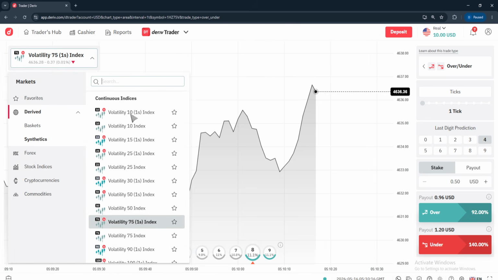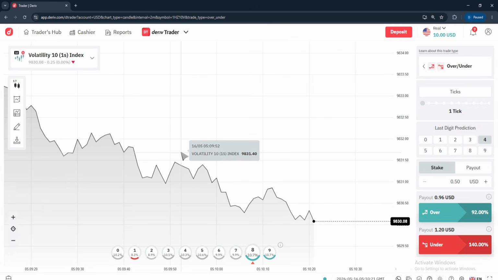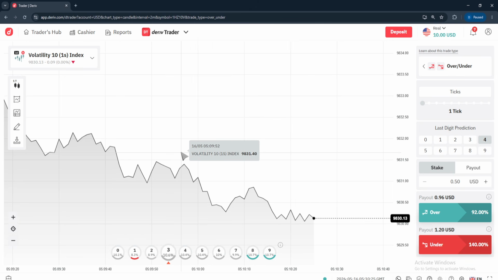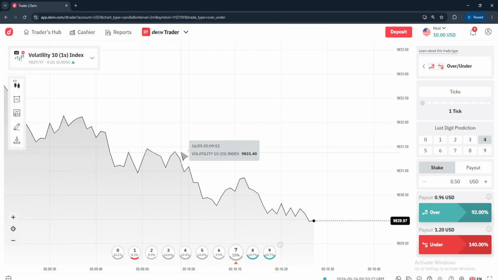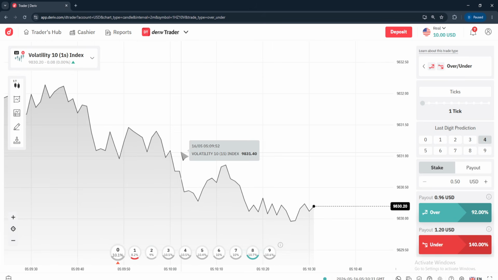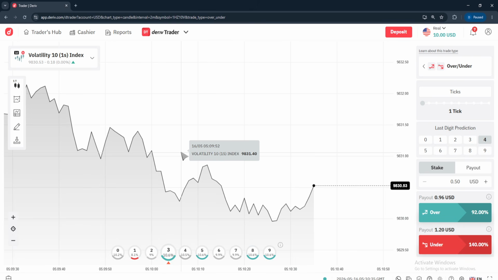Now it is time to look for a good market based on the conditions. If you do not understand the conditions I'm referring to, I'll be putting the link in the description so that at least you can understand the conditions we look for in terms of trading over 1 and under 8. Basically, a general summarization is, first of all, you ensure 0 and 2 are below 10.5%.